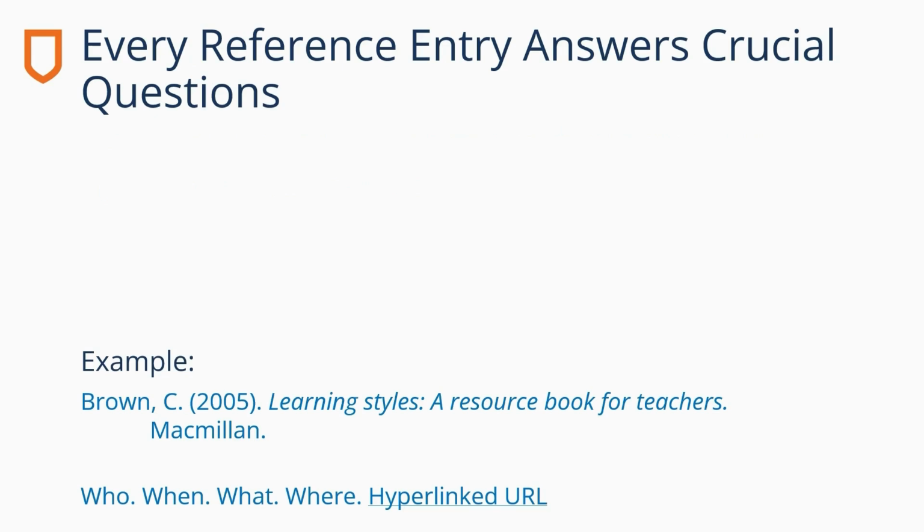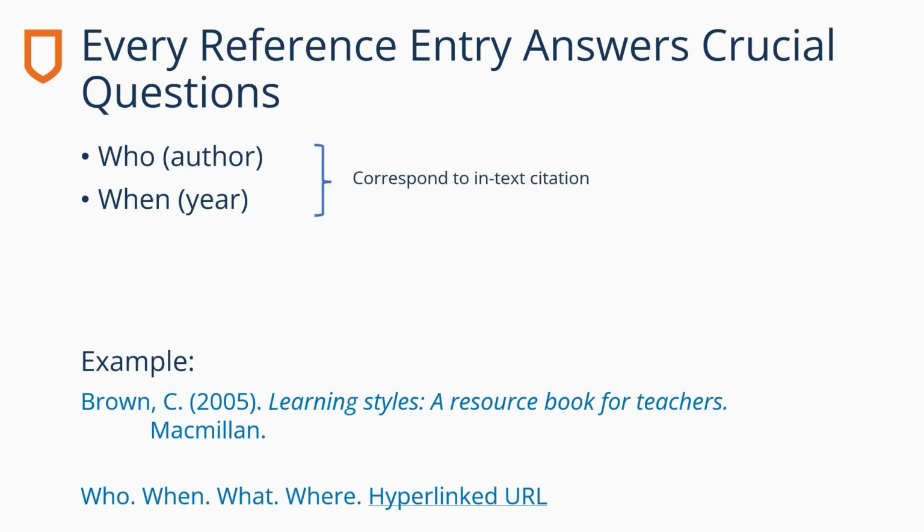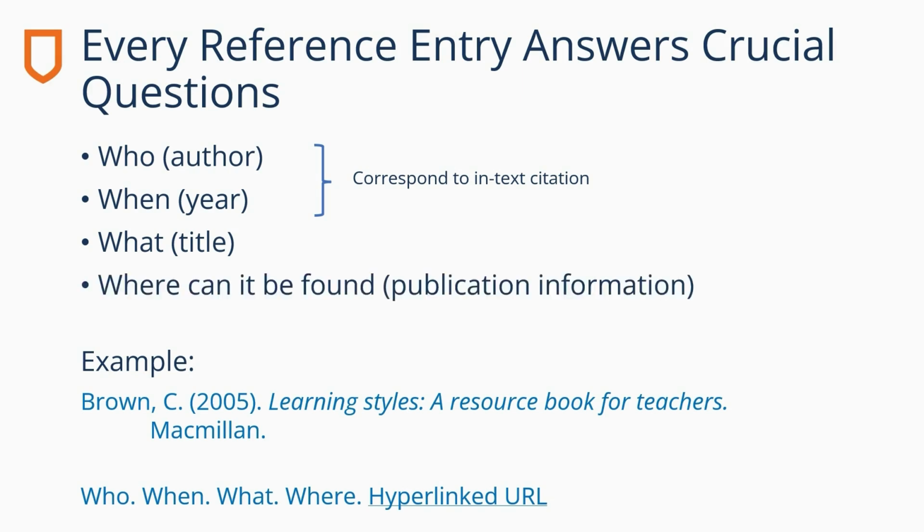With the extra details references give, they actually answer more questions than the who, when answered by the citations. Again, we have who, the author, and when, the year in the reference entry. And these items correspond to the author date format of the in-text citation so that your reader can find the correct reference quickly. In addition, the references include what, the title, and where the source itself can be found. You might think of this as the publication information. However, the particular page or paragraph number of a quote is not provided as it is in the in-text citation.